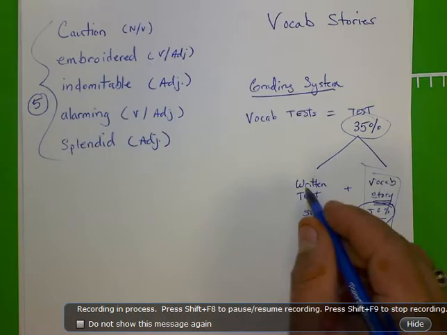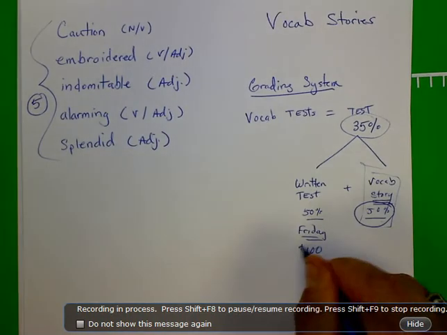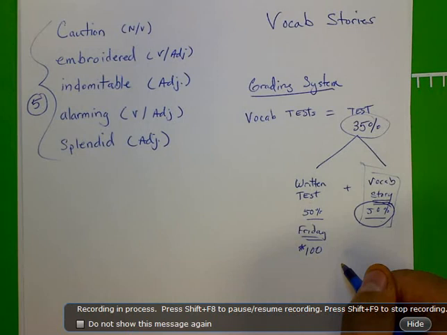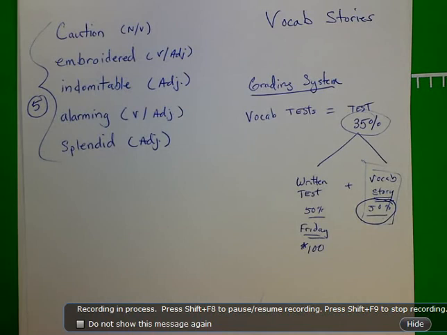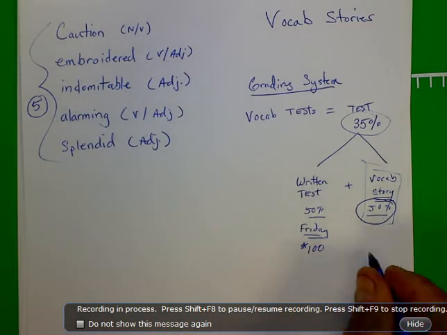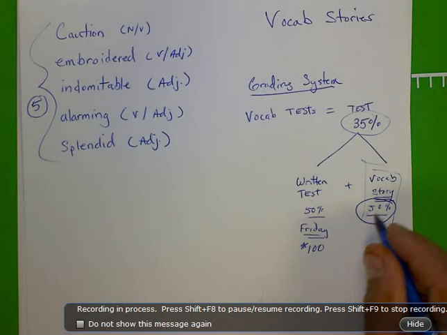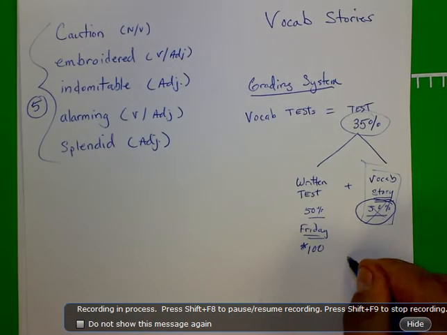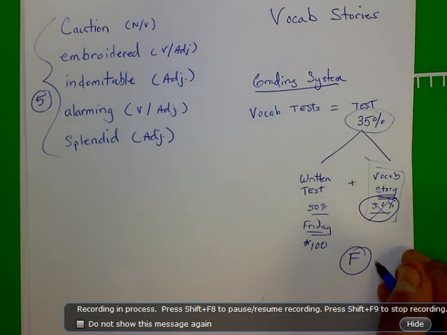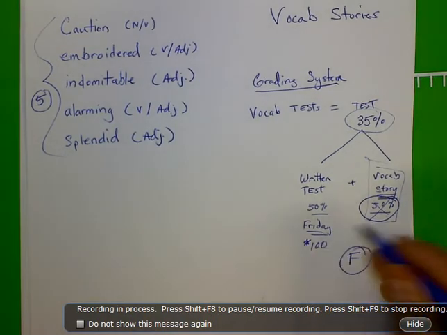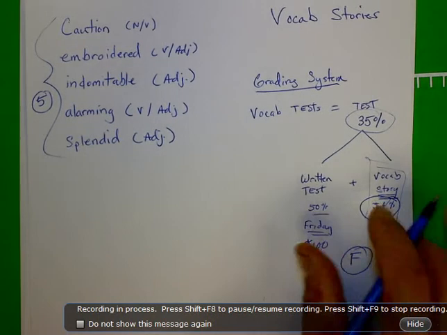If you got 100 on your written test, that means you know all of those words, or you guessed really well. But chances are you know all of those words, but then you didn't do your vocab story. What's the best grade you can get? Take 50% off, and you're left with a 50. That's an F. Don't do that to yourself. Okay? If you know all the words, do your vocab story. Earn that 100% completely.